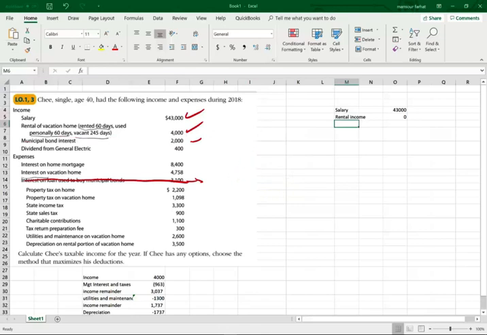A dividend from GE, 400. Yes, dividend is taxable. So dividend is taxable, 400. And I believe this is our total taxable income.